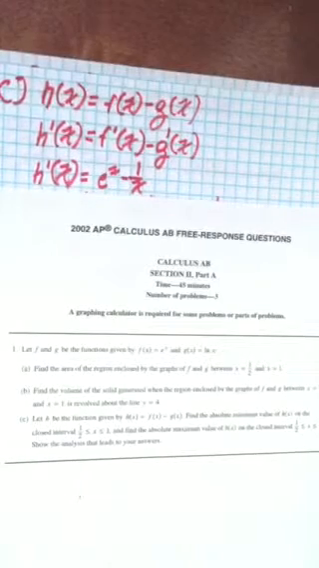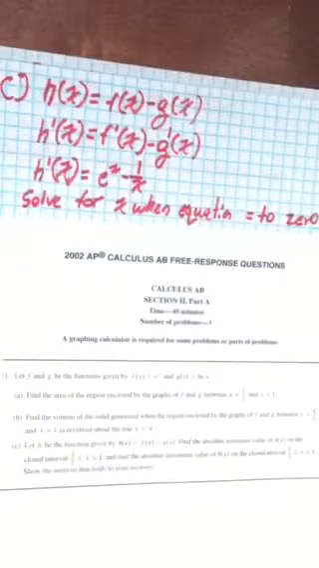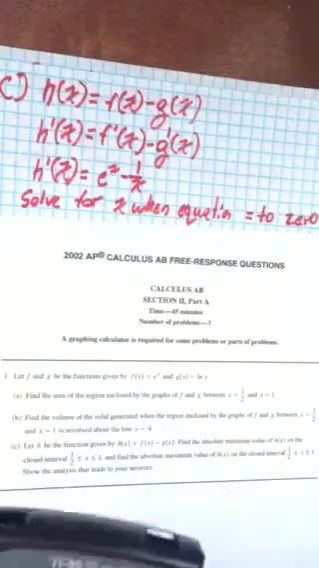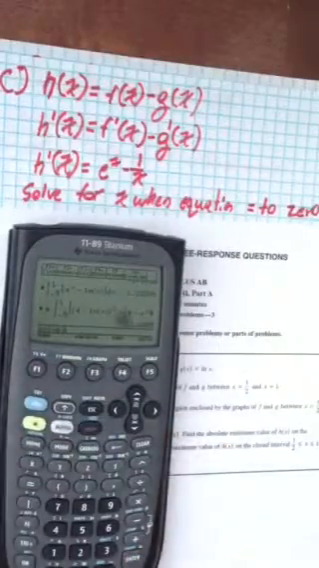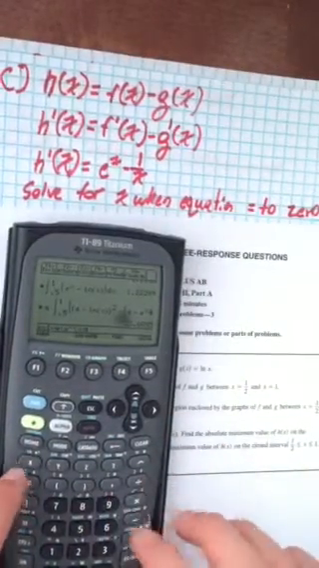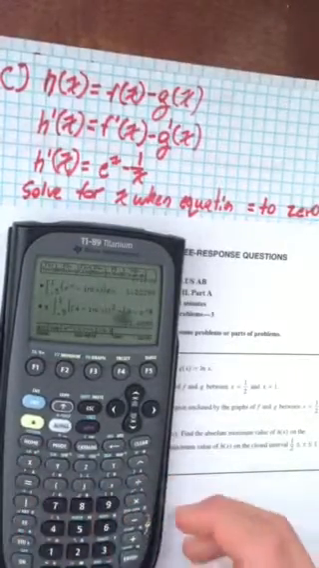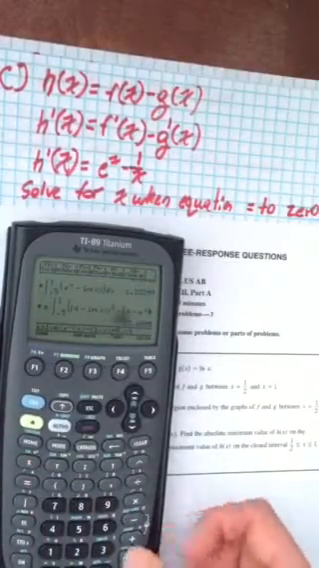So it's going to be e to the x minus 1 over x, because the derivative of e to the x is e to the x, and the derivative of ln of x is 1 over x. Then what you want to do is solve for x when the equation is equal to 0. You can use your solve function on a graphing calculator. So what you want to do is have e to the x minus 1 divided by x equal to 0. Define your variable, enter and solve.